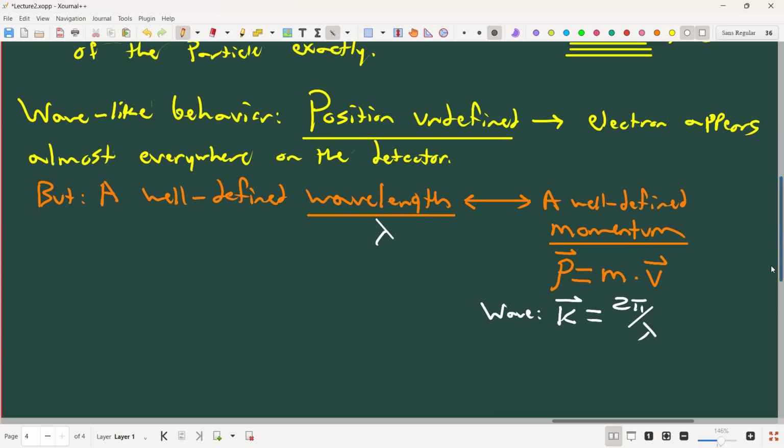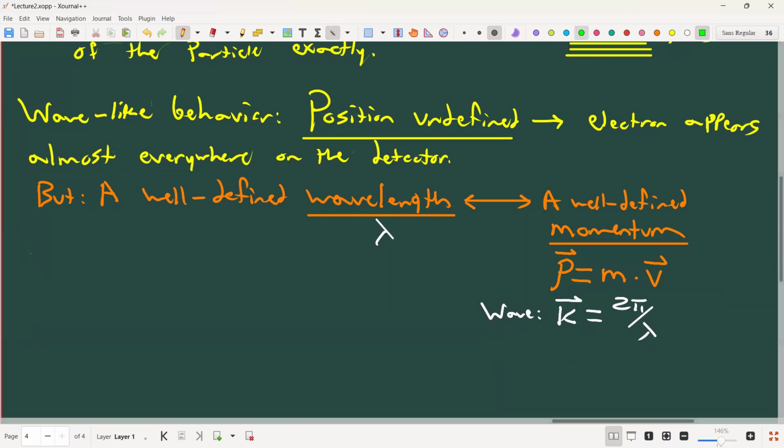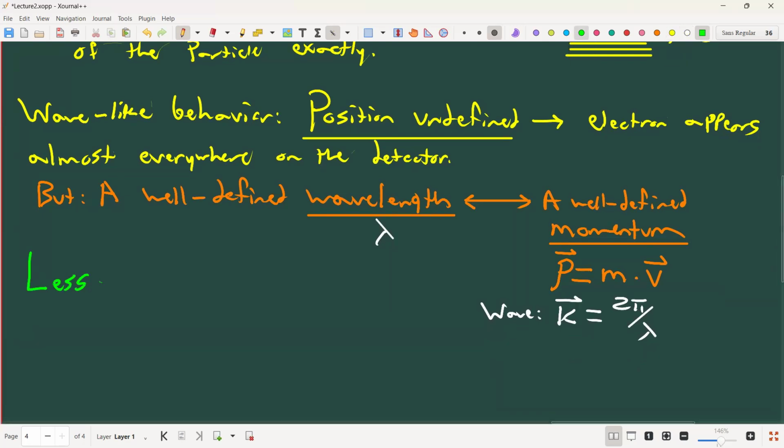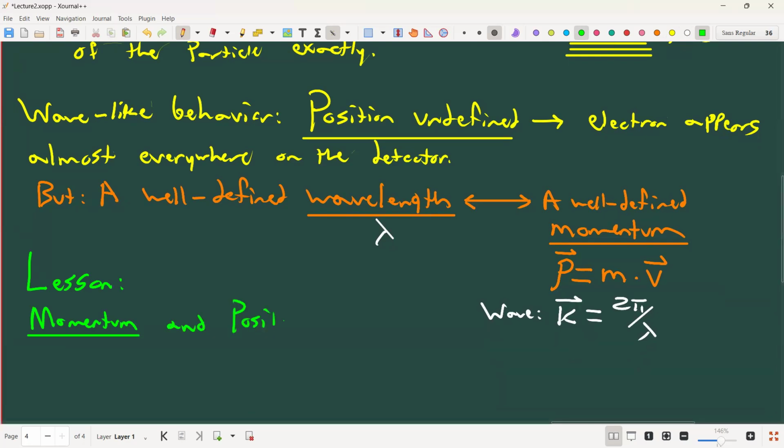All right, so what that means is that the conclusion for this is that momentum and position are not simultaneously measurable.